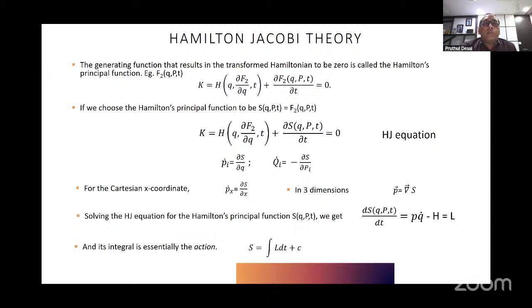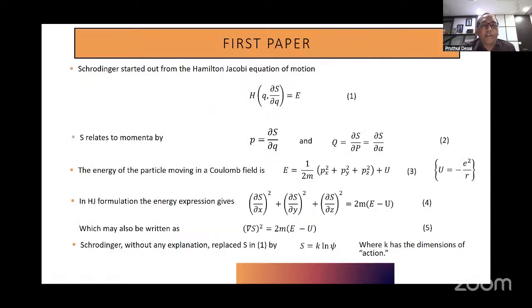So with this background, what did Schrodinger do? He started out with the Hamilton-Jacobi equation, and he says let H be equal to the total energy of the system. And we know how S relates to p. And if I take the particle to be moving in a Coulomb field, then the energy of the particle will be given by kinetic energy plus potential energy, where U is nothing but minus e square by r. So if I take a hydrogen atom and the particle is moving in the Coulomb field, the total energy is given by this equation number 3.